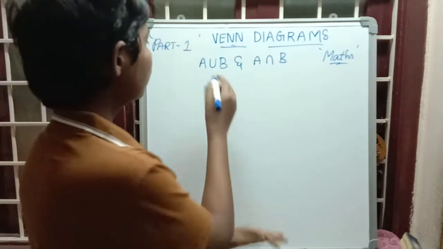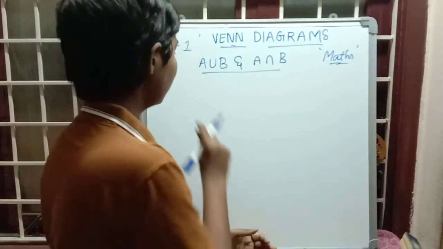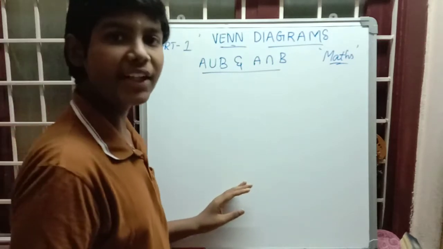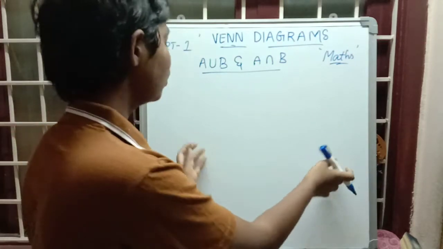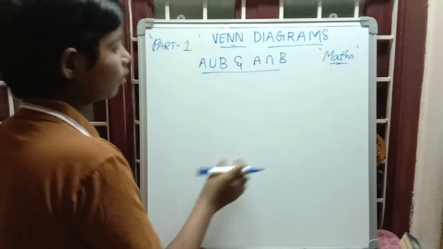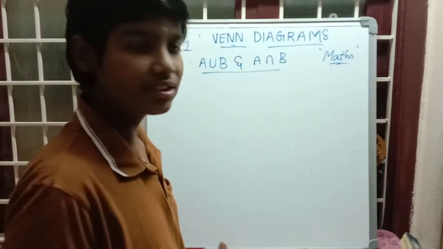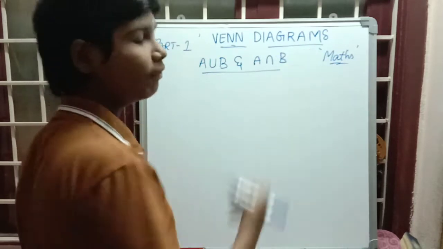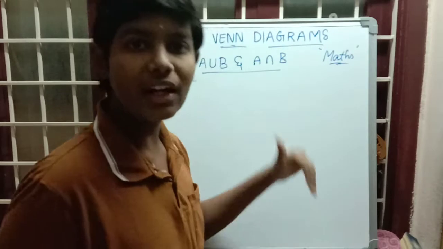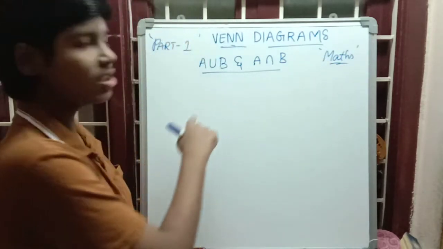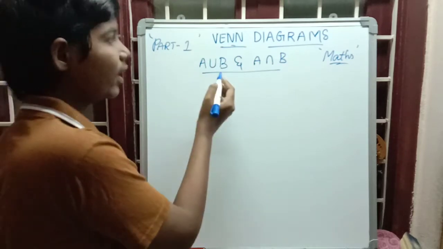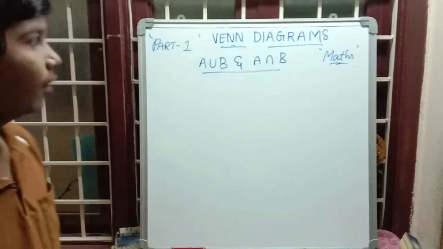Okay. So how to represent it? There will be two sets given. From that, A union B we will find in roster form, and we can convert it into set builder form also. That roster form, which we get as the answer, should be converted into Venn diagrams. In diagrams we have to show it. So that we will be learning in this video: A union B and A intersection B.